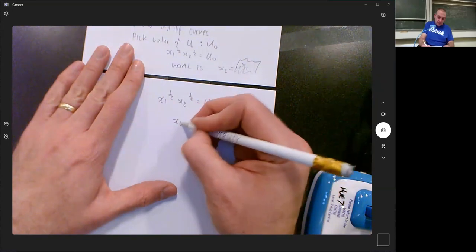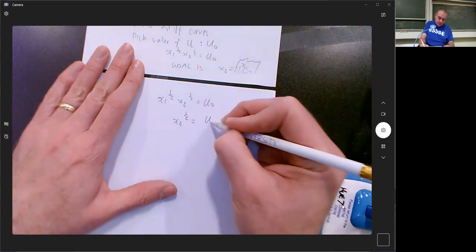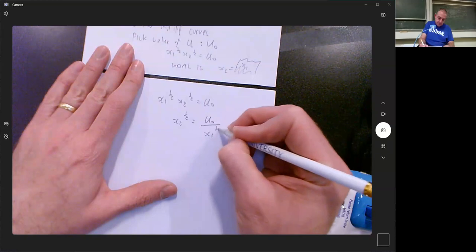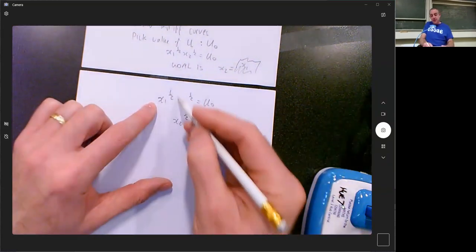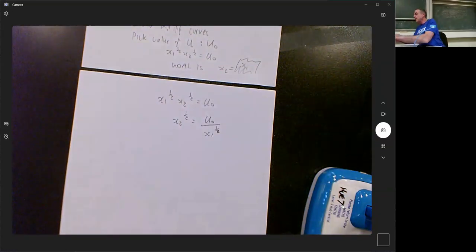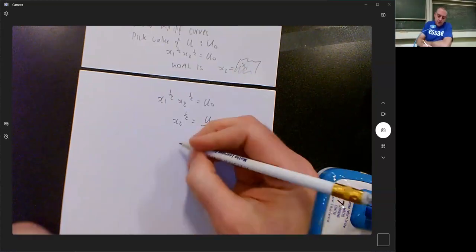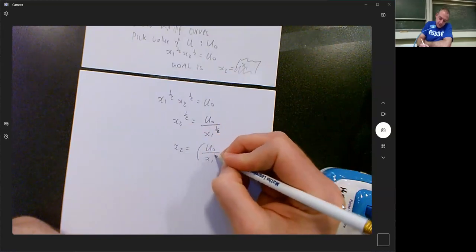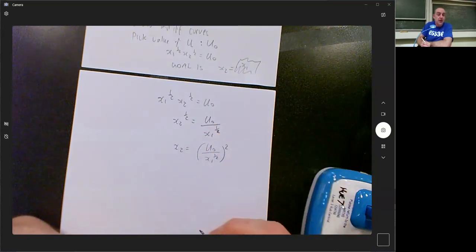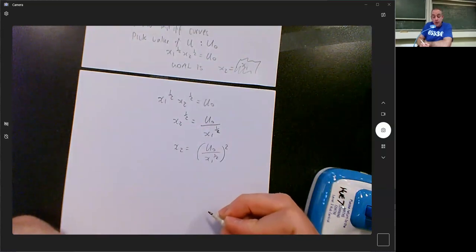Is that okay, dividing by the x1 to the power of a half? And because the half is powers are stickier than times, that'll carry with it. And then to get rid of a half power, I will have to do a squared. And so therefore the x2 will be all of this squared, like that.